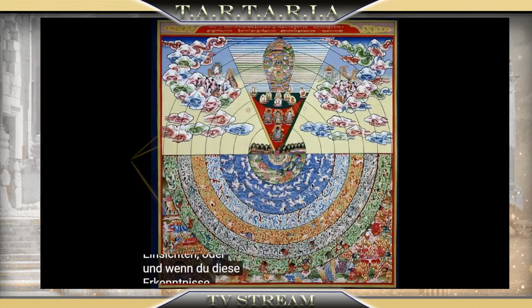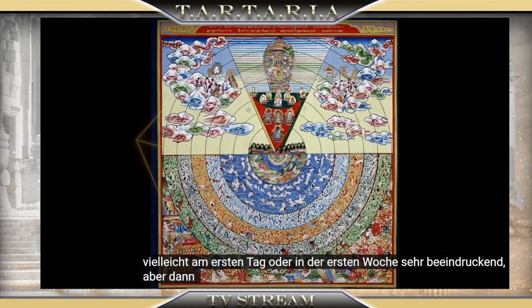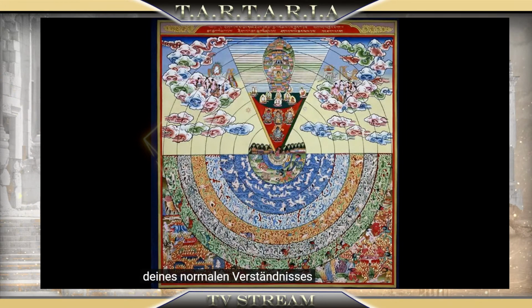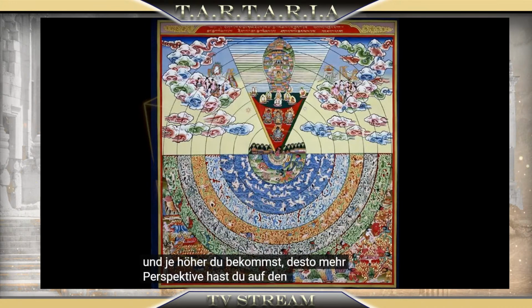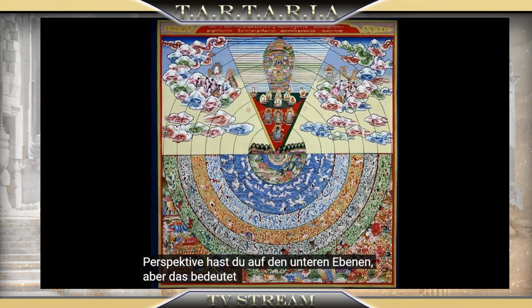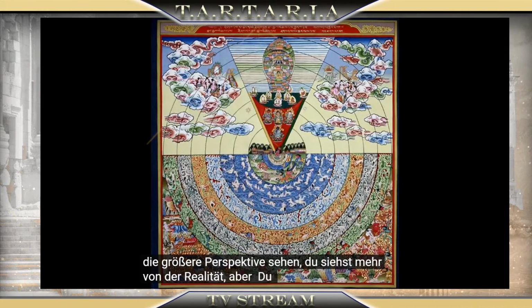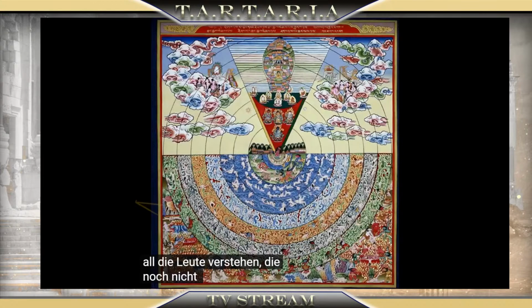And then when you have had those realizations, for a while they're very impressive, maybe the first day or week, but then they just become part of your normal understanding. You acclimatize to the new state of realization, your new place in the girdle. And so the higher up you get, the more perspective you have on the lower levels. But that means two things. One, first of all, you can now see clearer. You can now see the bigger perspective. You see more of reality, but you can still function in the lower world of existence and understand all the people that have not gotten out of the illusion yet.